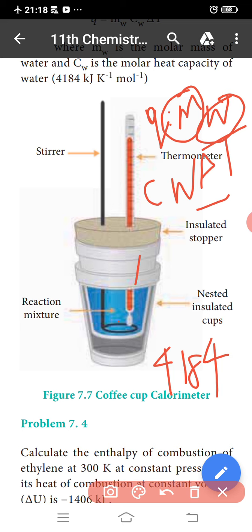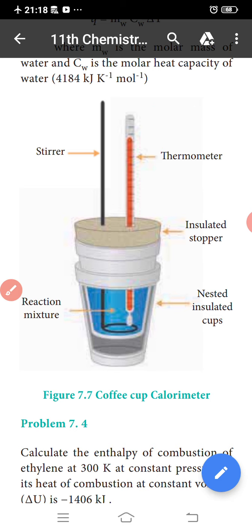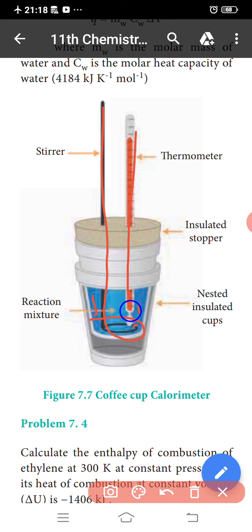This is the stirrer, for the reaction mixture. This is the water in the insulated cup, with the mixture of reactants. This is the thermometer. Then this is the insulated stopper. Instead of a bomb, a styrofoam cup is used in this calorimeter.